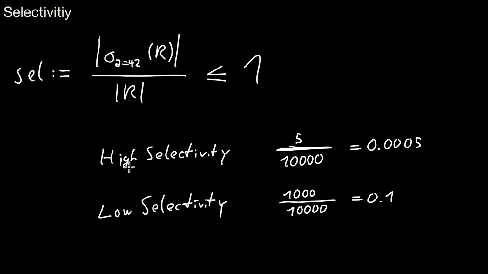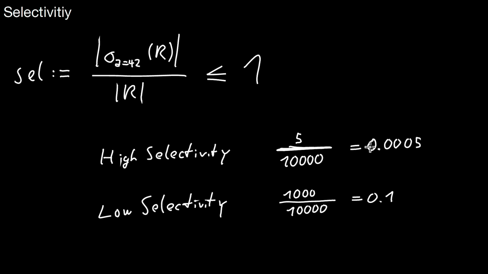This says it's a small number. The smaller this number, the higher the selectivity. It's exactly the opposite as expected. In other words, the bigger the number, the lower the selectivity. Yeah? Low selectivity means this ratio is very close to 1. High selectivity means this ratio is very close to 0. That's exactly what these numbers show.